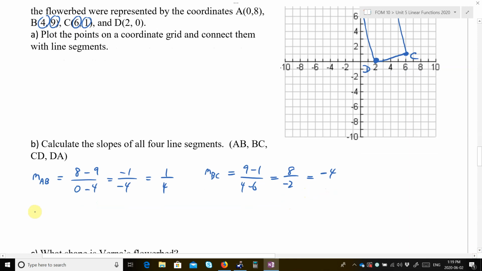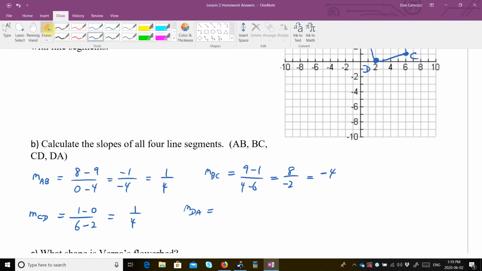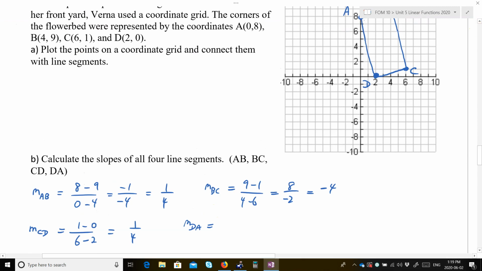Okay, so there's AB, BC, and then we will do the slope of CD, and I'm going to go Y2 minus Y1, 1 minus 0 over X2 minus X1, 6 minus 2. And we get 1 over 4. And finally, the slope of DA. For DA, we would go Y2 minus Y1, 8 minus 0 over X2 minus X1, 0 minus 2. And we get 8 over negative 2, so the slope of negative 4.